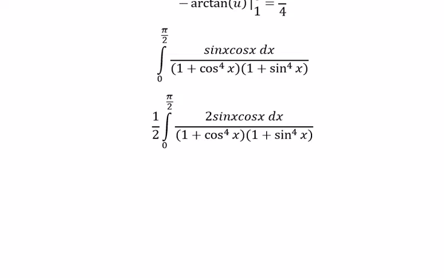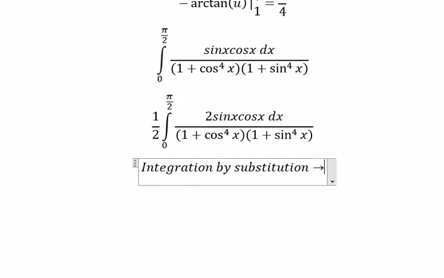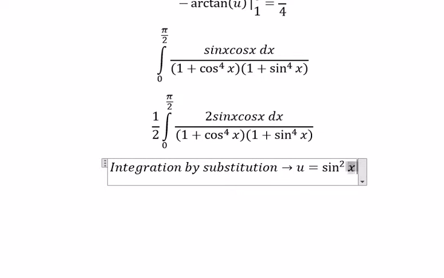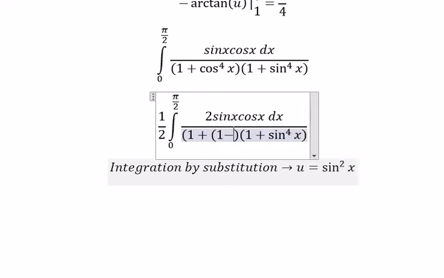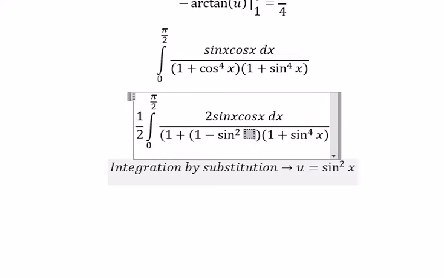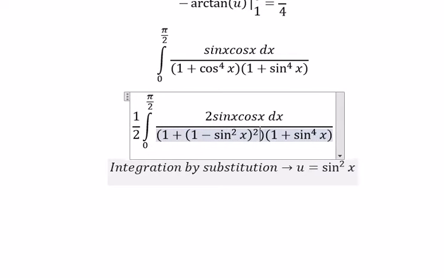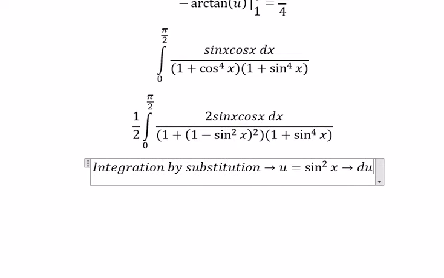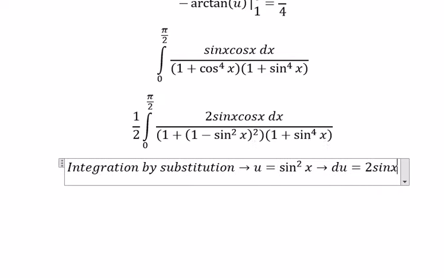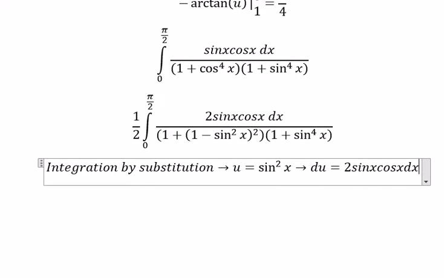Next, we need to use integration by substitution. So we put u equal to sin x squared. So in this one, cosine x to the power of 4, we can change to 1 minus sin x squared to the power of 2. This one you get du equal to 2 sin x cosine x dx.